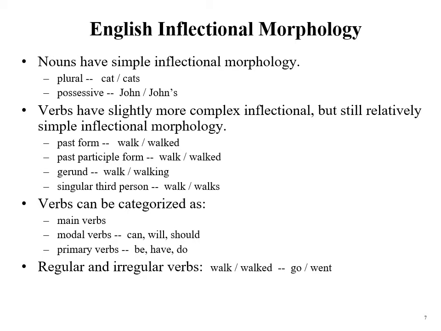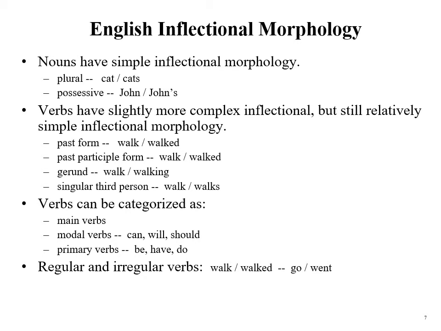Verbs have slightly more complex, but still relatively simple, inflectional morphology. When we talk about the past form, walked is the past form of walk. The past participle form, walked, is also the past participle form of walk. Walking is the gerund form of walk. Singular third person, walks, is the singular third person of walk.